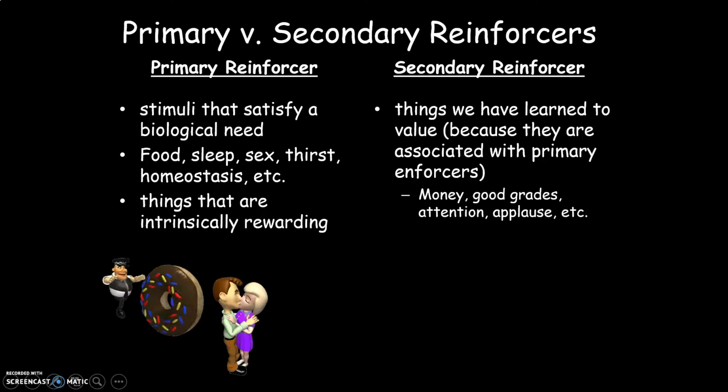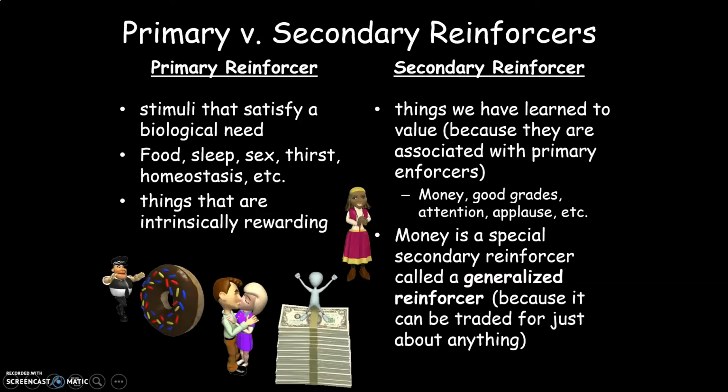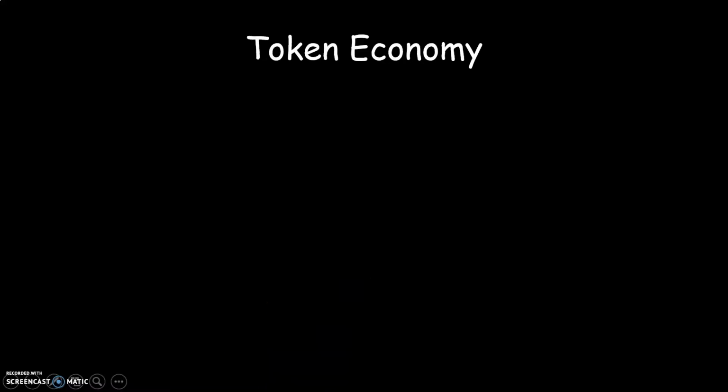Applause, attention. Those, for some people, may be a primary reinforcer because they're intrinsically rewarding, but if you think about a comedian or something like that, the more applause, the more likes that they get on YouTube or Facebook or whatever, the more successful they become, therefore the more money they make, therefore they can buy more stuff. Okay, money is a generalized secondary reinforcer. It can be traded for pretty much anything. You can't buy happiness, but it's harder to cry in a Ferrari.